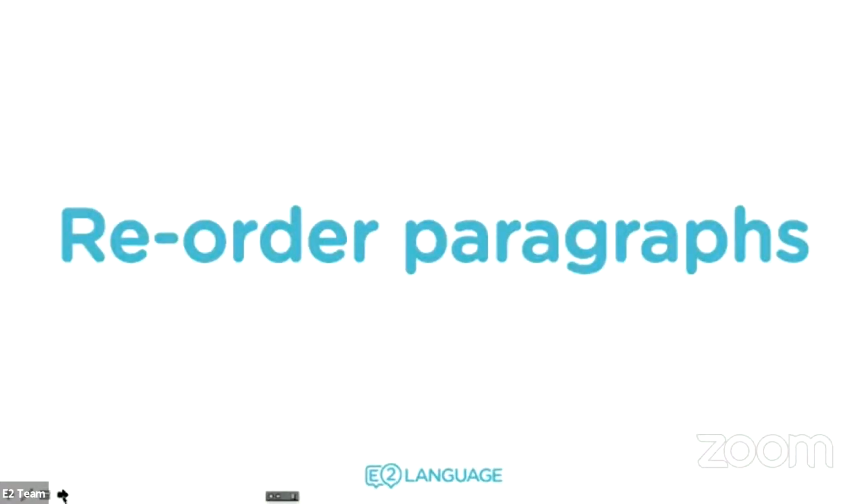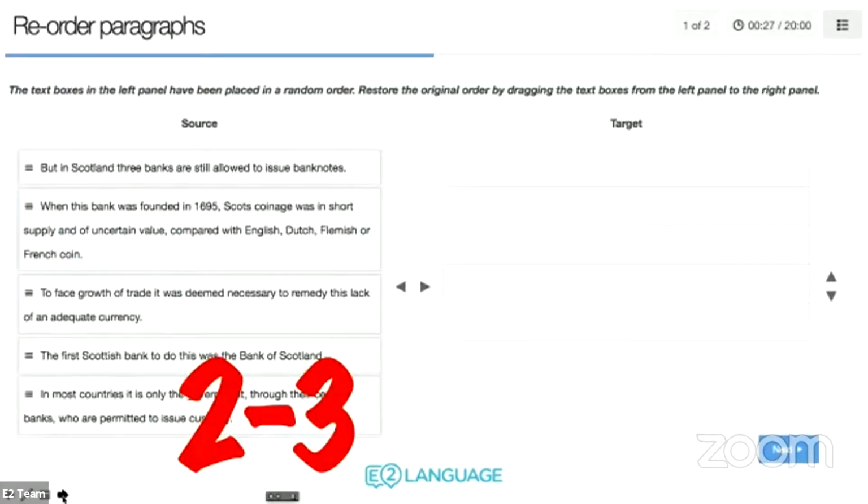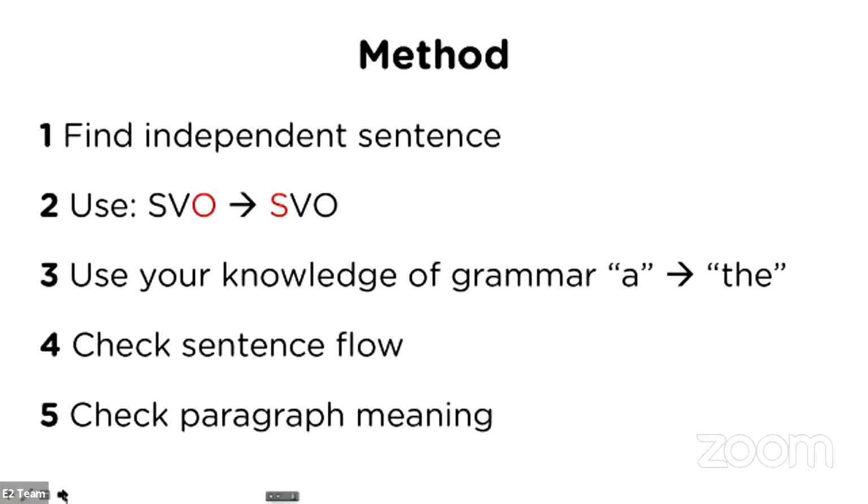Reorder paragraphs. Hopefully this won't be as cruel. You'll get 2 or 3 of these. You need to put the paragraph into the correct sequence by dragging and dropping it. And you can move it around, but that doesn't help. We need a method. Method is this. We need to find the independent sentence. We need to find, number 1, the sentence that stands alone, the sentence that does not need any other sentences to make sense.